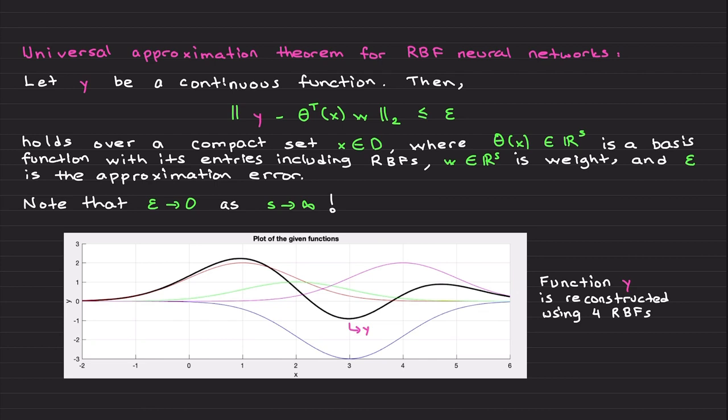The purpose of this video is, if you want to remember something from this video, remember that neural networks, especially radial basis function, one layer neural networks, are universal approximators. As you increase the number of these radial basis functions, epsilon converges to 0, and you will get the exact function.